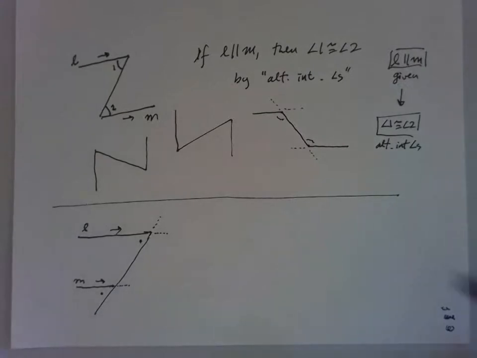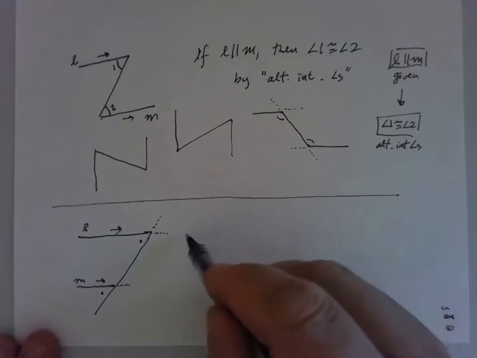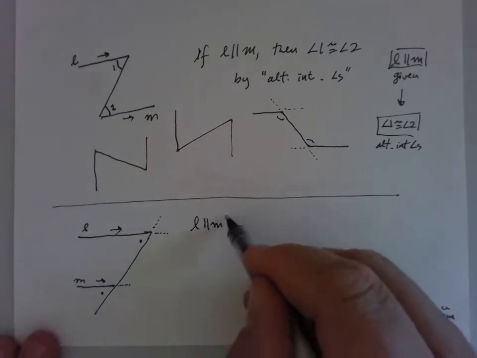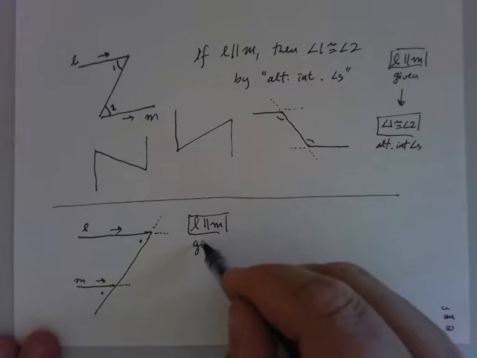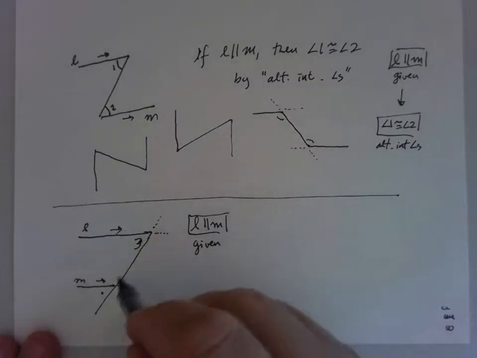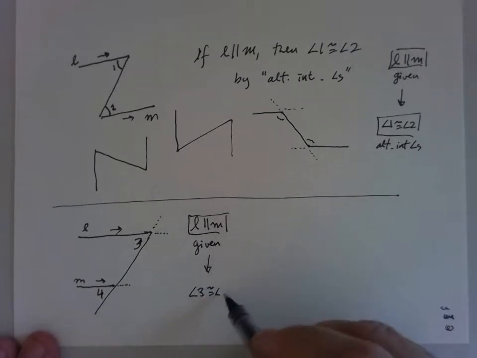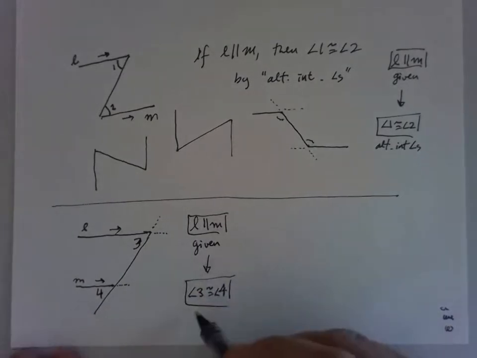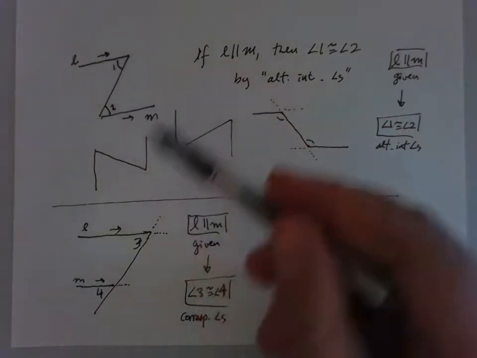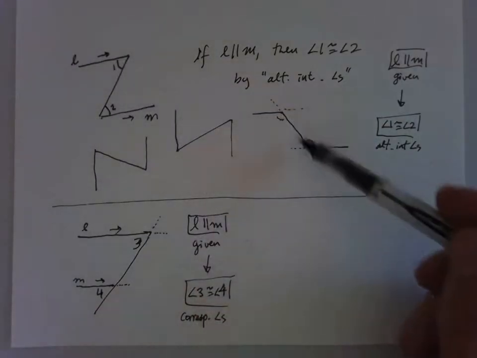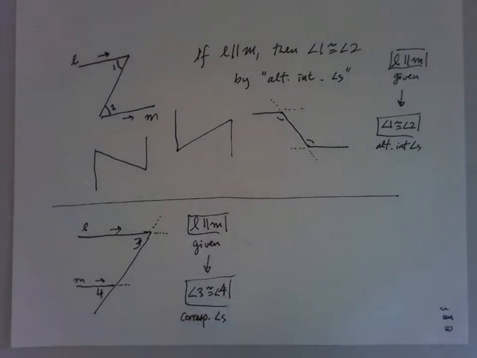And we can see the same thing that we did up here with the alternate interior angles. If L is parallel to M, if that's given, if I number these angles, let's say I call them 3 and 4, then I may deduce angle 3 is congruent to angle 4. And here the reason is because they are corresponding angles. So these are the two types of shapes, this Z or N shape or this F shape, that you want to look for if you're given parallels.